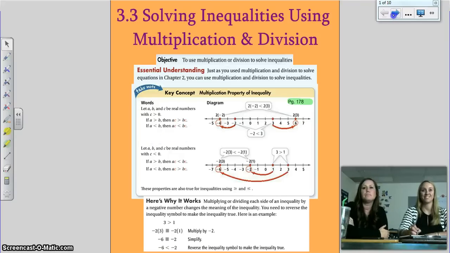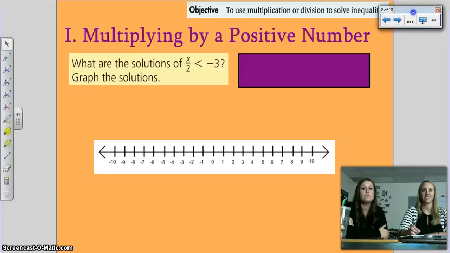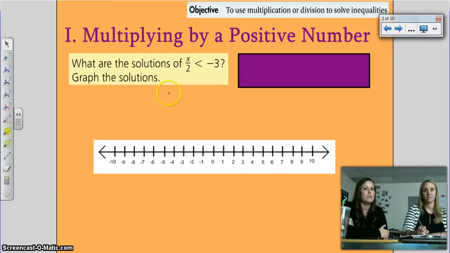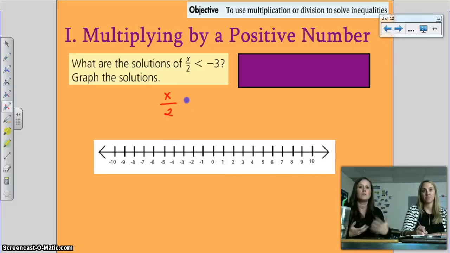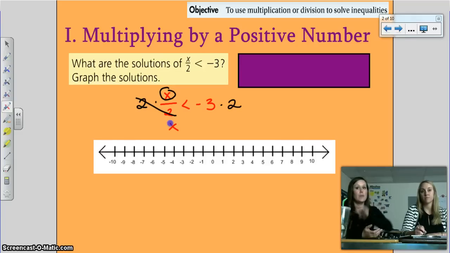Multiplying by a positive number. Again, it's just like what we've been doing, except instead of an equal sign, we have an inequality. So we're going to do the same thing. We're just solving for x. We want to isolate that variable. So we multiply by 2, or multiply by the denominator there, and we end up with -6.